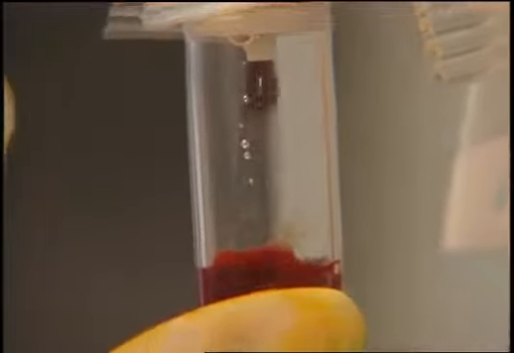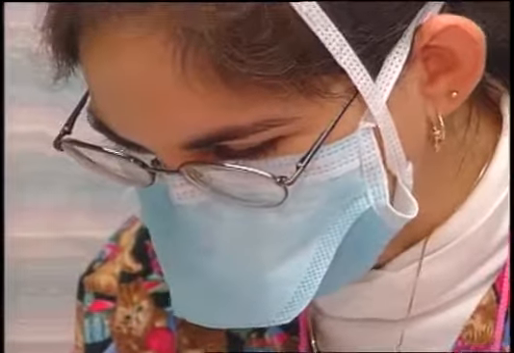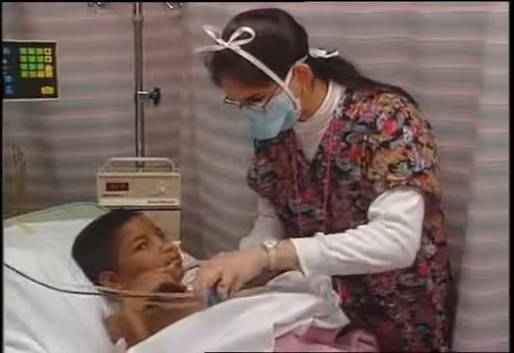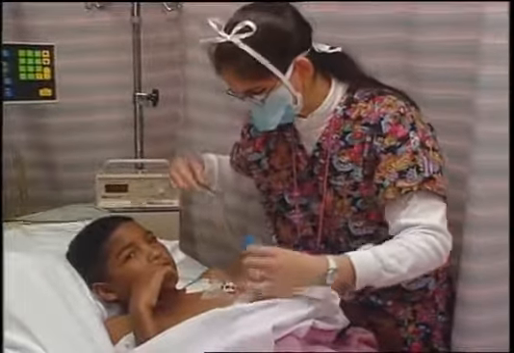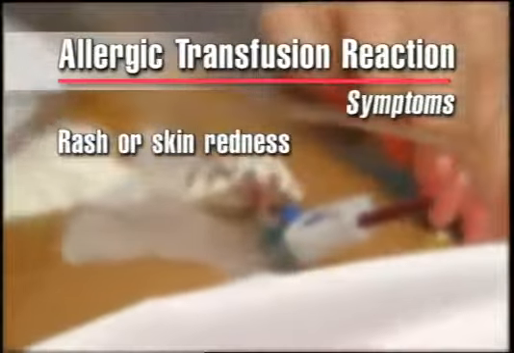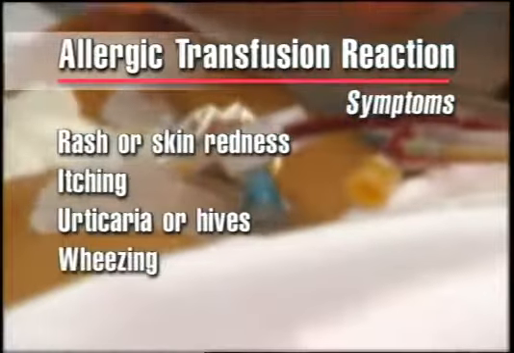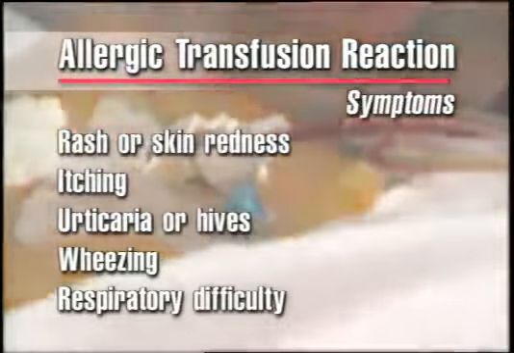An allergic reaction is usually less severe than a hemolytic reaction, but it is more common. We frequently see these reactions in patients that have been multiply transfused in the past. For example, children with sickle cell anemia, cancer patients, and any other individuals who have received transfusions. The symptoms are usually mild, and they respond quickly to the administration of antihistamines. The symptoms may include a rash or redness, often around the infusion site, itching, raised hives, wheezing, or respiratory difficulty.